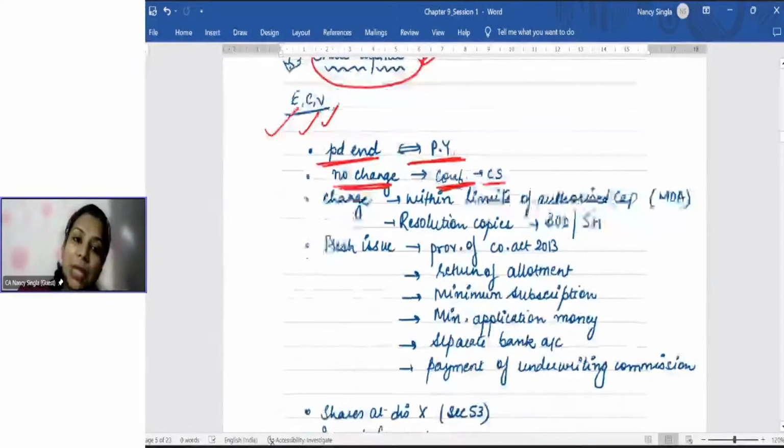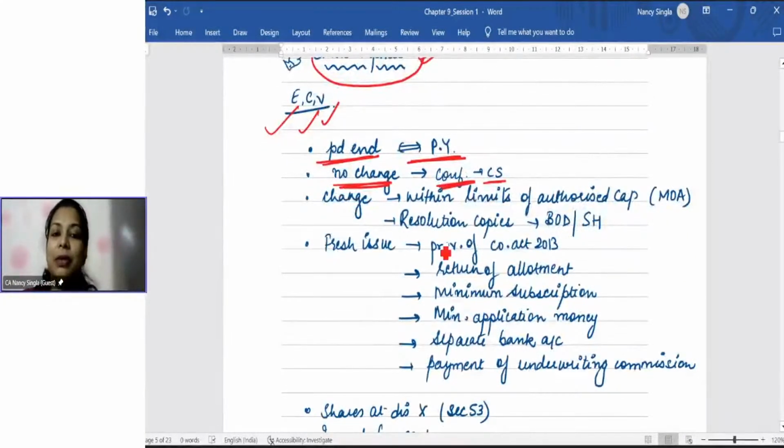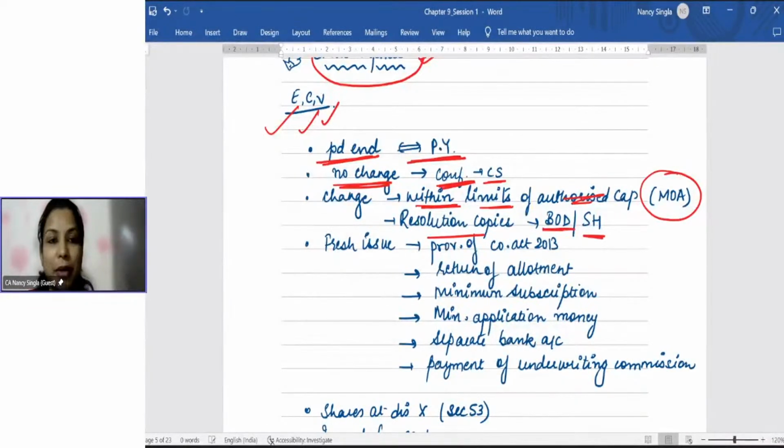If there has been a change in the share capital, a fresh issue of shares has been made, he will see whether it is within the limits of authorized capital by checking the memorandum of association and the resolutions of board of directors, shareholders, whatever are passed with respect to increase, decrease in the share capital. He will check the resolution copies. He will verify.